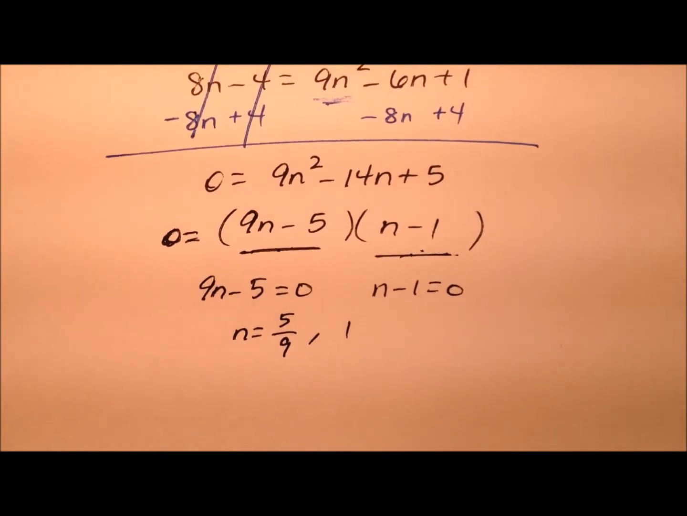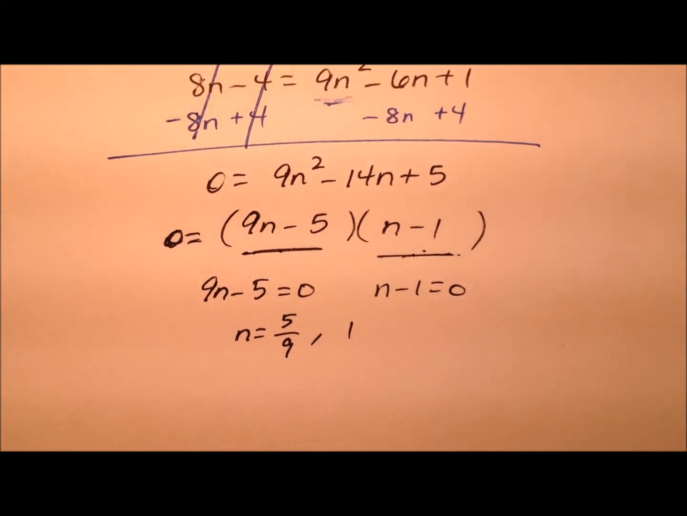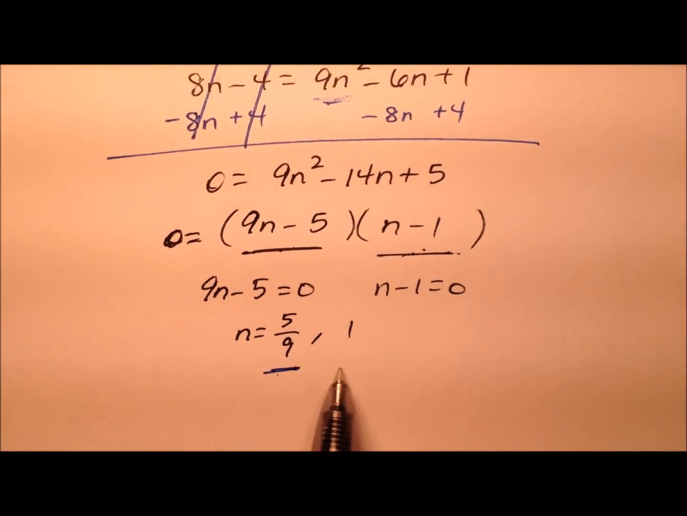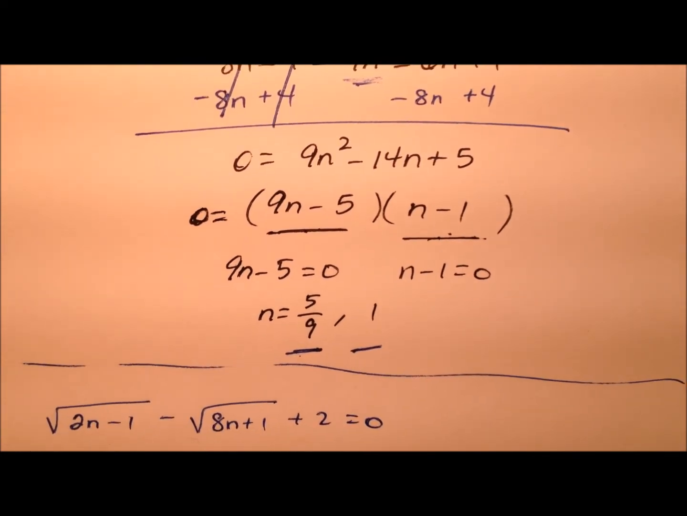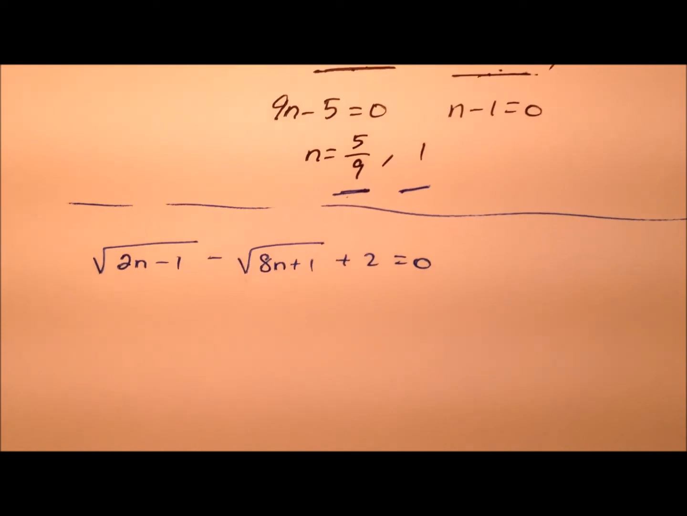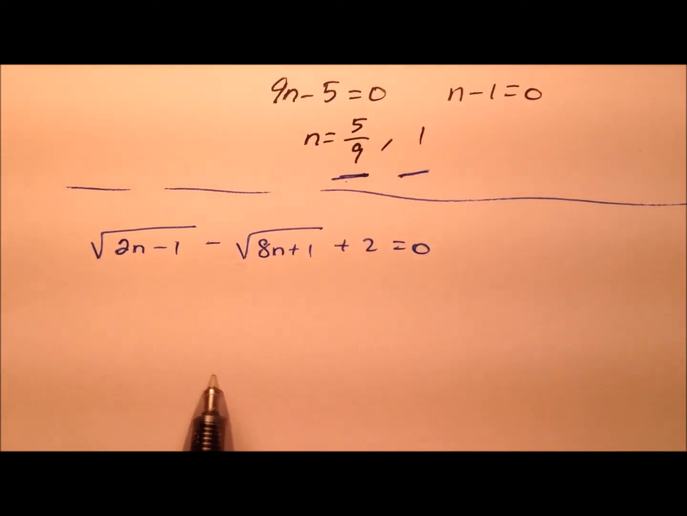Now remember, with these problems, it's possible to get extraneous solutions, which means that just because we got these two values of n doesn't mean they're both going to work. So what we're going to do is rewrite this equation, and we need to plug both of these values into the original equation and see if they work. Okay, so I've got it written down. Let's try the 5/9 first.